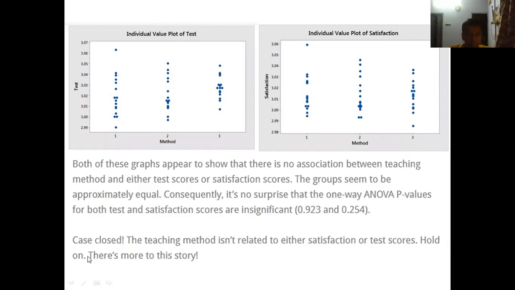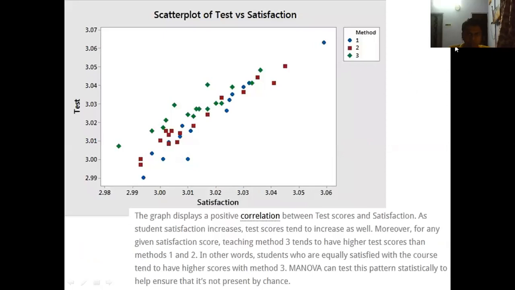But hold on, there is more to this story. What is that story? Now have a look at this scatter plot of test versus satisfaction. You have plotted satisfaction along the x-axis and test along the y-axis. That means you are considering these two dependent variables. This is the example of a two-way MANOVA.